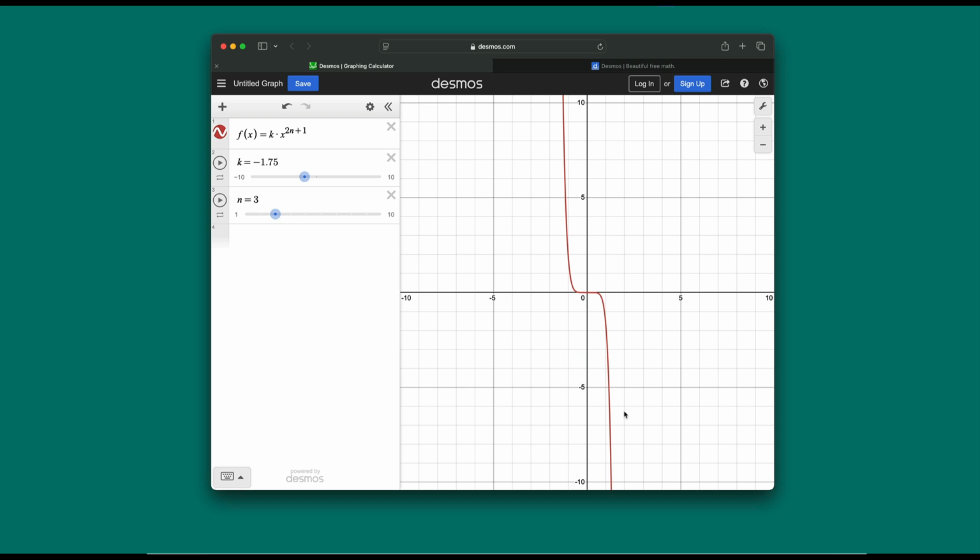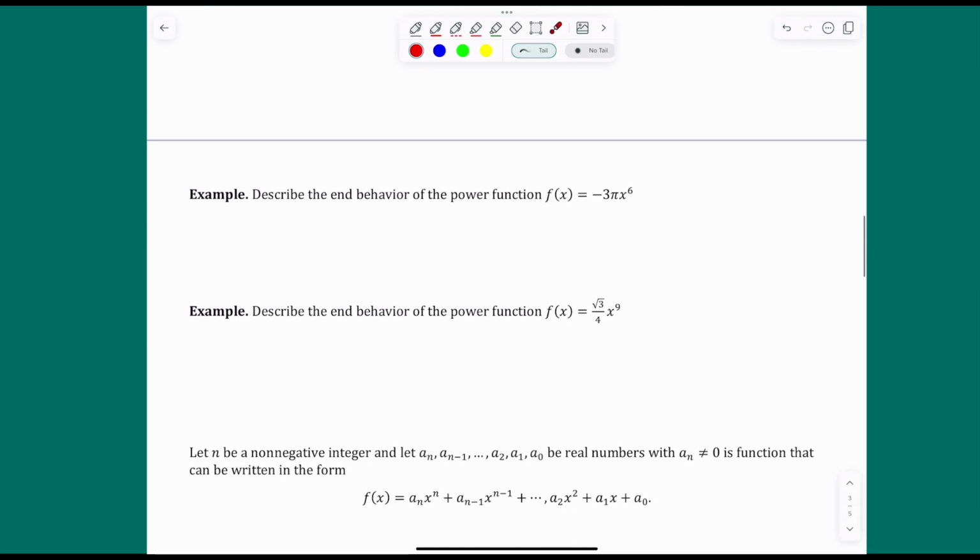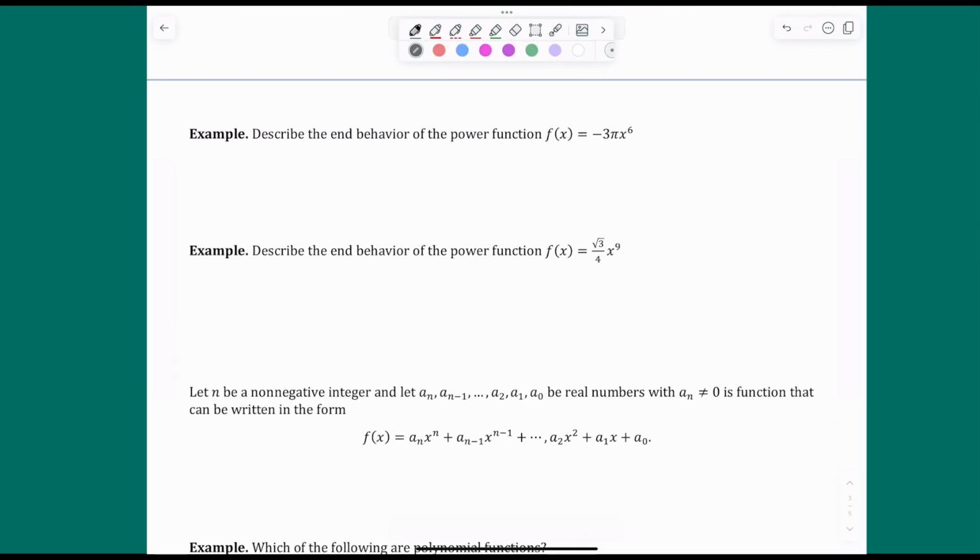All right, let's go back to the notes. Okay, so we're going to describe the end behavior of the power function f of x equal to negative 3 pi x to the 6. All right, so we have a coefficient, right? Our k is equal to negative 3 pi. That's our coefficient. It's negative.